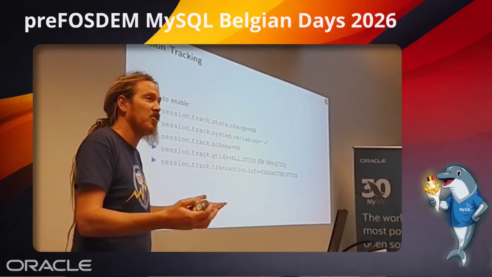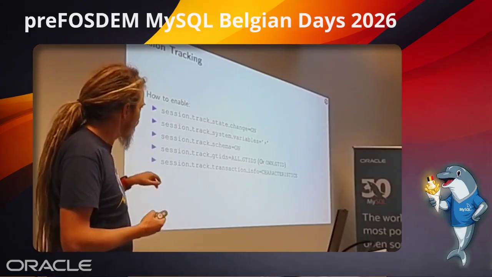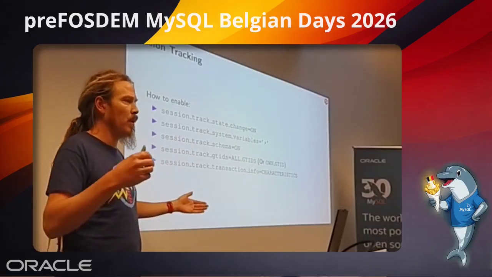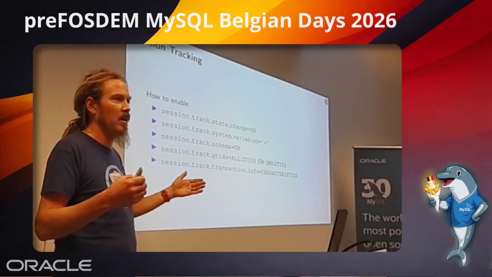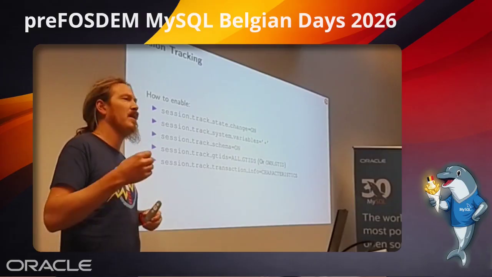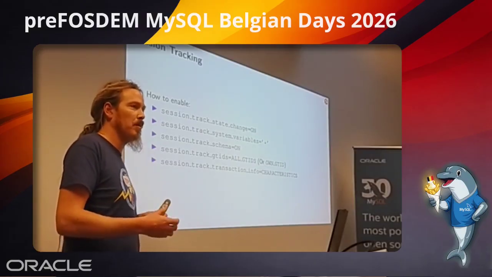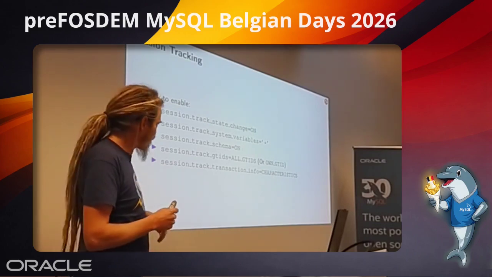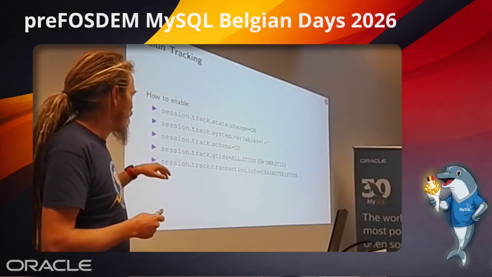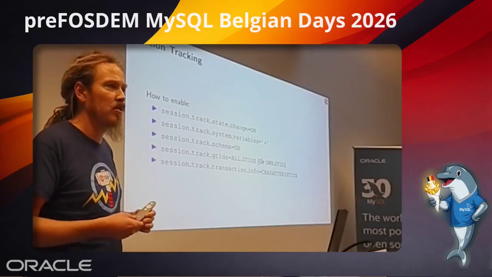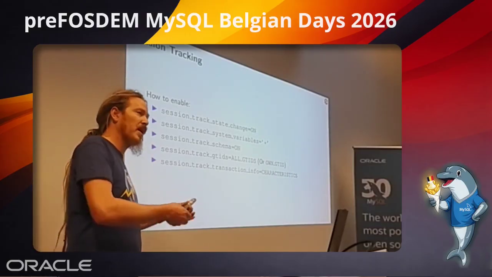And then some information about how to enable this extra information that's put in the OK packet. The first setting is session track state change, and you can set it to on or off. If you set it to on, which I think is the default, it will give you some information about if a user-defined variable has changed or not, and a few other things.